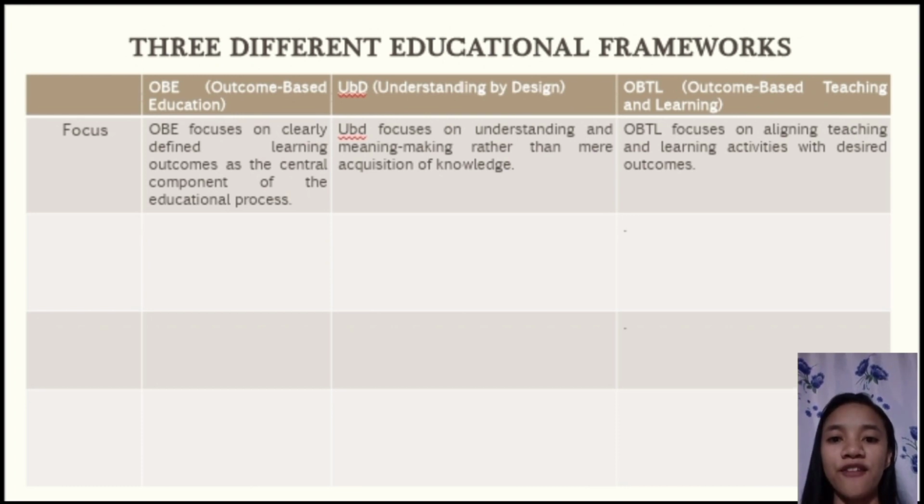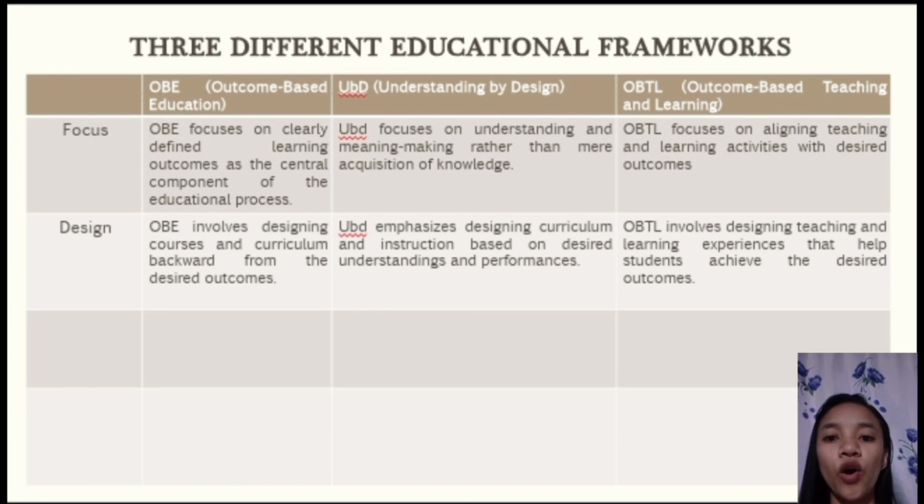Now, next we have the design. In OBE, it involves designing courses and curriculum backwards from the desired outcomes. It begins with the identification of learning outcomes and then determines the appropriate instructional strategies, assessment methods, and learning experiences to achieve those outcomes. In UBD, it emphasizes designing curriculum and instruction based on the desired understanding and performance.